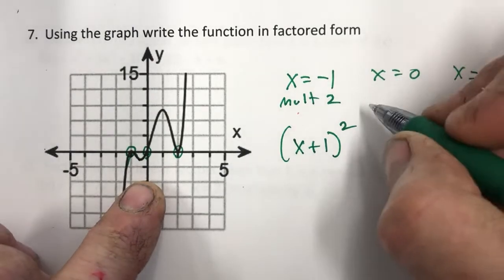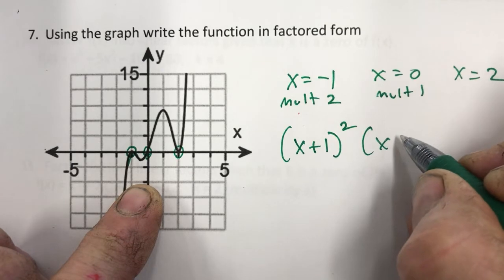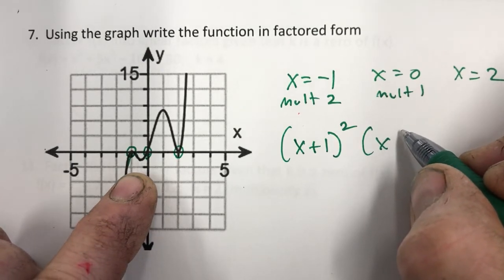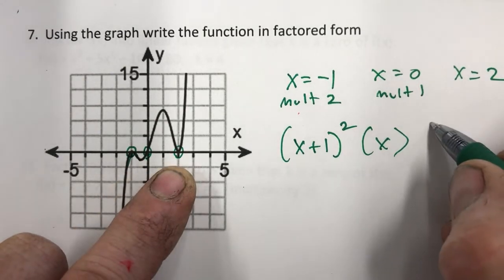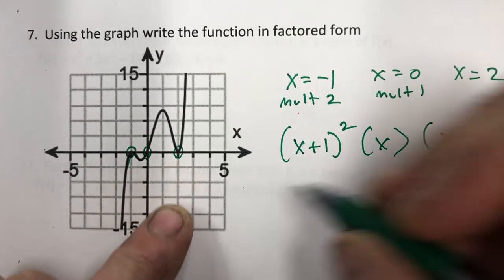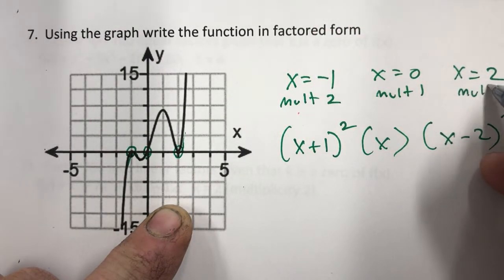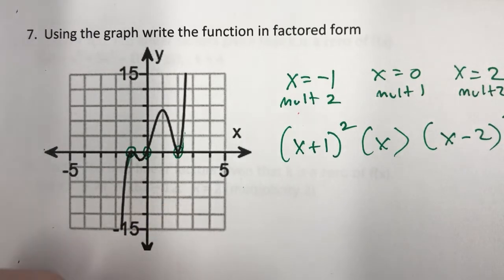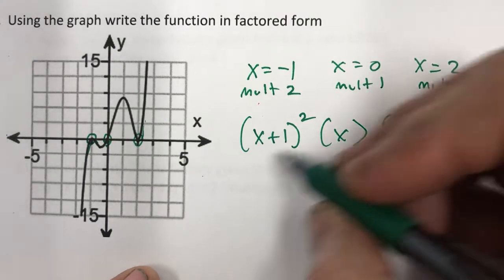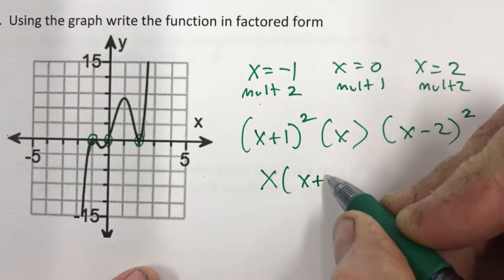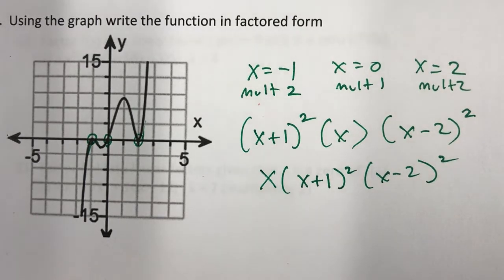Now right here at the 0, it's just multiplicity 1, which means it's just x plus 0, or just x. And then this one, that's x minus 2. But see how it touches and bounces back off of it? It's multiplicity 2, which means it's squared. Okay, so that's how you write your factors. But usually that x term, we'll just have it out front, so they have it like this right here. So there you go.